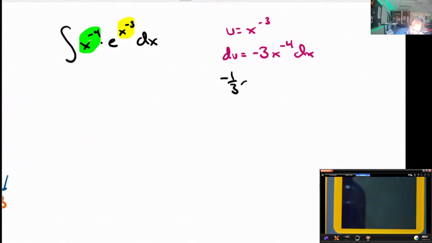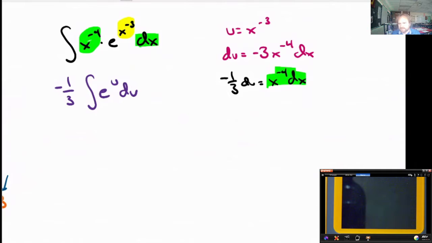Negative 1/3 times du would give you the x to the negative fourth dx that you're looking for. And now you've got a perfect u substitution like that. X to the negative fourth dx is taken care of by negative 1/3 du, and x to the negative third power can be replaced with u. So our integral becomes something like this. We'll have negative 1/3 hanging out in front times the integral of e to the u du.